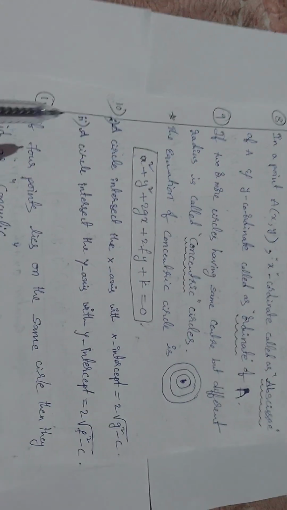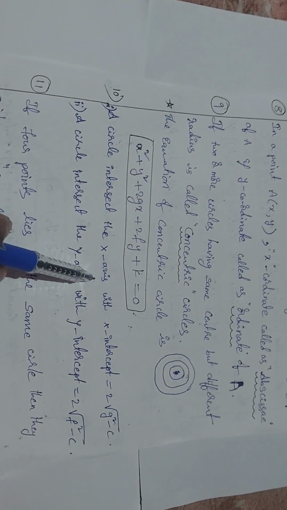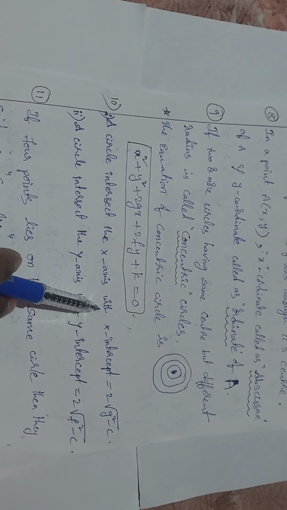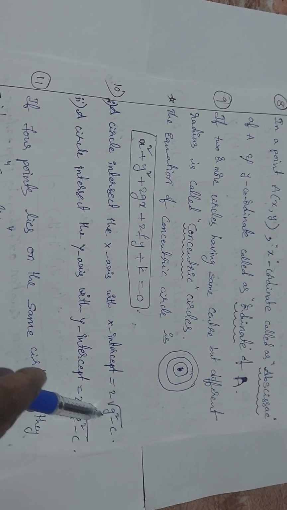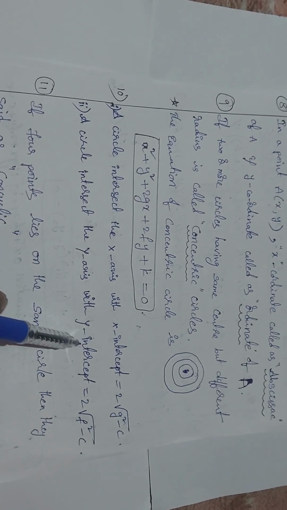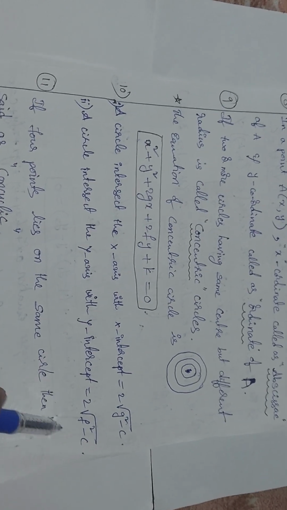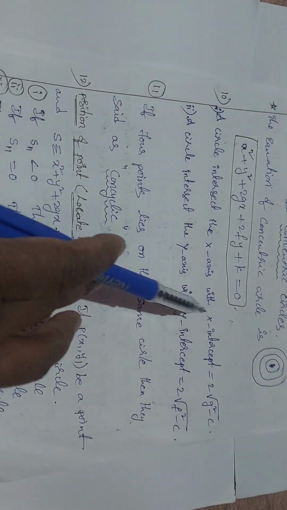Next, if a circle intersects the x-axis, then the x-intercept value is 2 under root of g square minus c. If it intersects the y-axis, the y-intercept value is 2 under root of f square minus c. Of course, intercept is there here. One more formula will also come later.